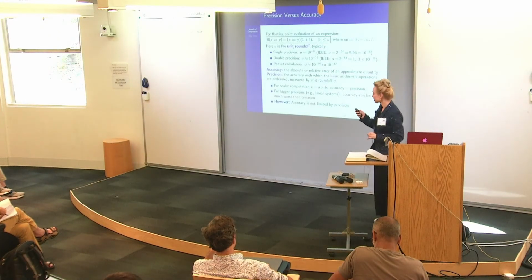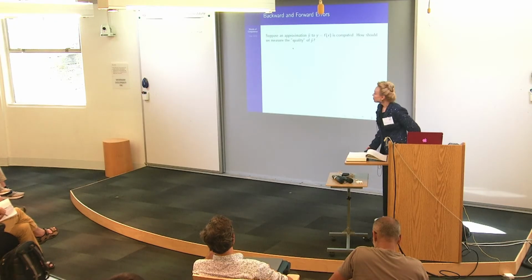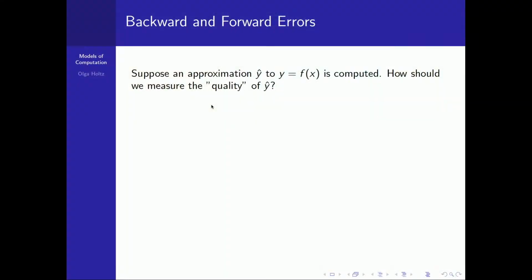Okay, so backward and forward errors. Again, a very basic general introduction here. Suppose we have computed something, and we want that to represent the true answer. What does that mean? How do we measure the quality of what we got, the quality of our answer? So we have the true input, which we will call x, and the true output of a function that we are trying to evaluate, which we'll call y.